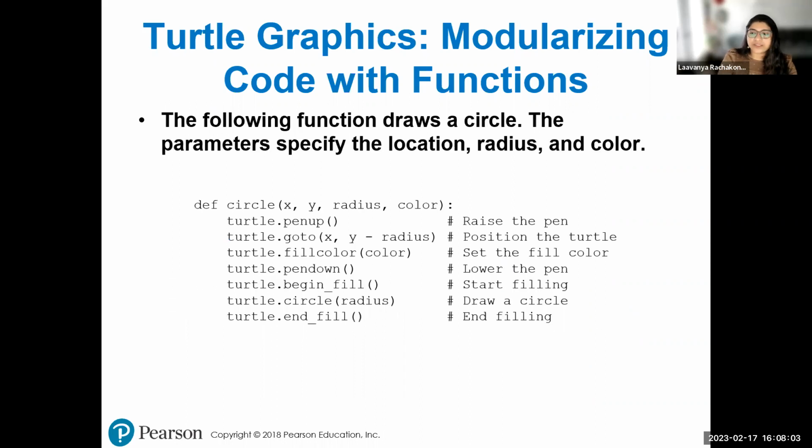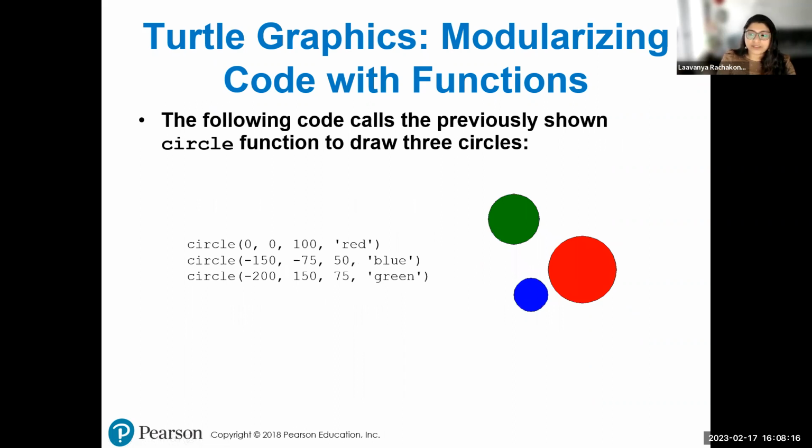Same thing goes with the circle as well. So you are defining circle, x, y, radius, color, pen up, go to, fill color, pen down, begin fill, circle, and then end fill. So if you want to draw 3 different circles at 3 different locations, then you can just use the statements, and pass different values as your arguments when you are calling the circle function.